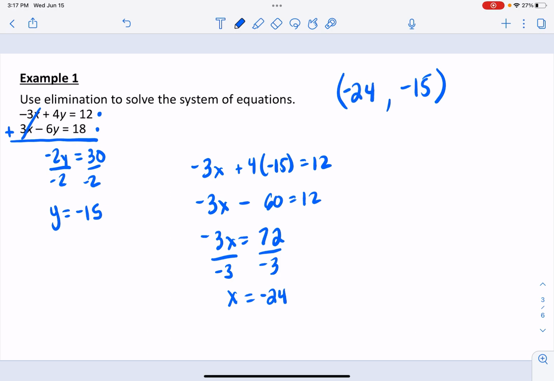Okay? So this was, I'm going to say, one of the easiest cases. And this is the very first section, where we're just adding, eliminating a variable. That's why this is called elimination. One variable, once we add our equations, is eliminated.